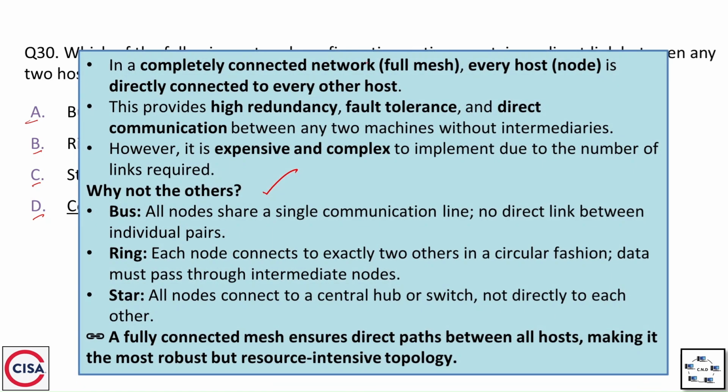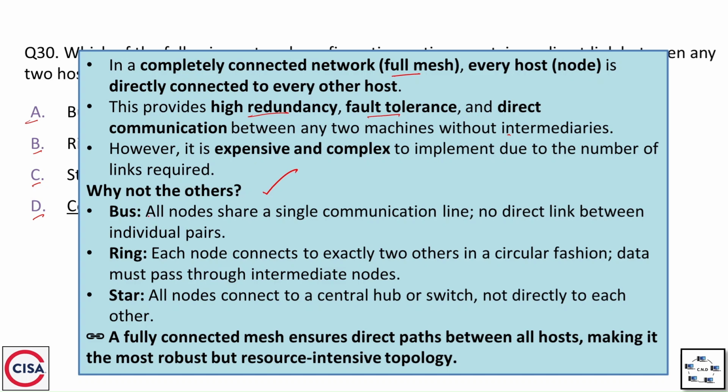In a completely connected network, also known as full mesh, every host or node is directly connected to every other host. This provides higher redundancy, fault tolerance, and direct communication between any two machines without intermediaries. However, it is expensive and complex to implement due to the number of links required.